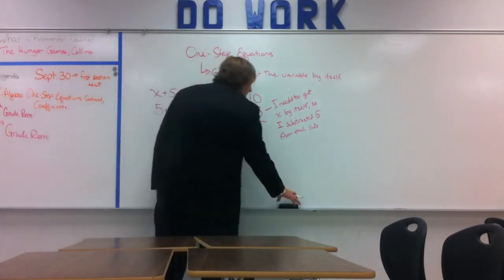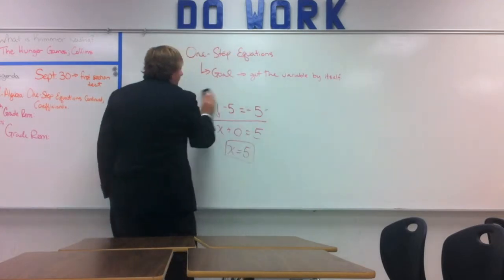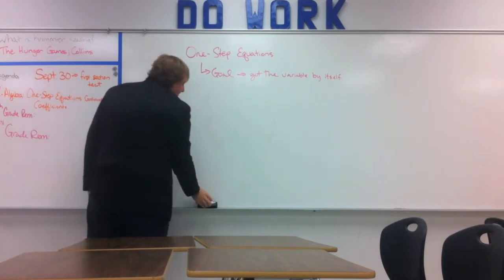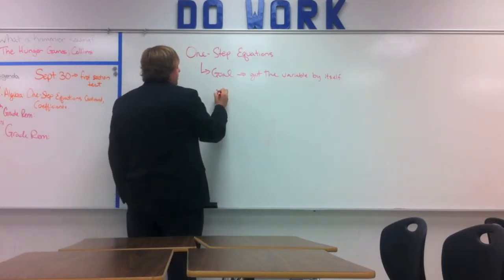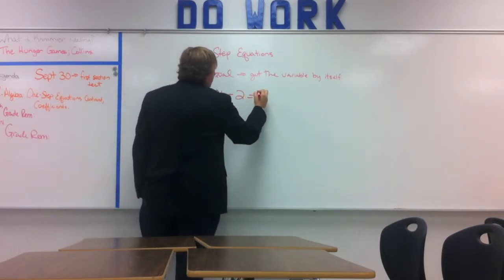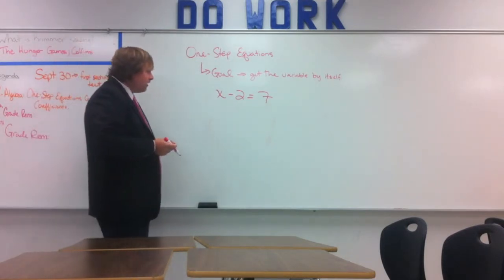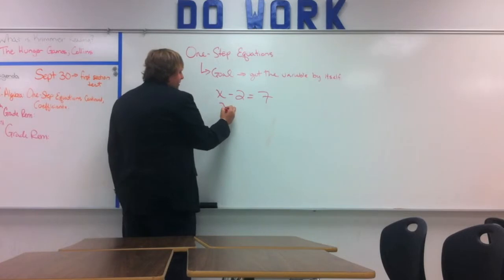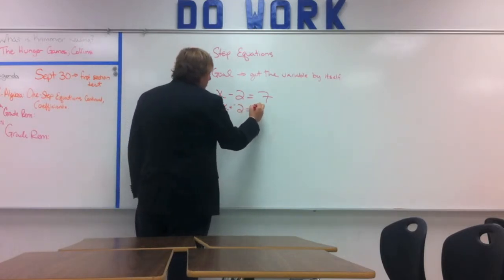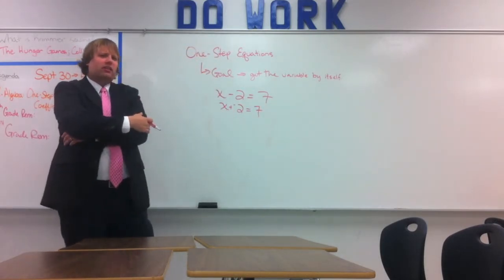Let's try another one. This time we won't explain the step, we'll just talk about it. This one, we have x minus 2 equals 7. One way we can rewrite this problem is x plus a negative 2 equals 7. So we've got this negative 2 here that's kind of hanging on.